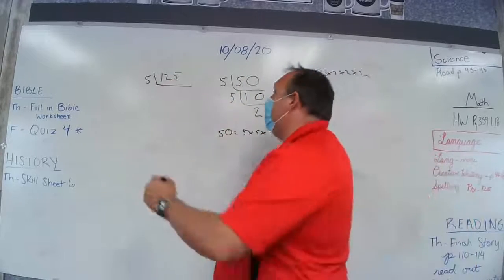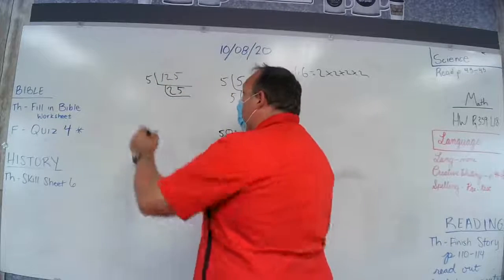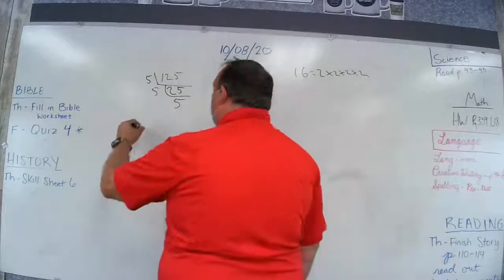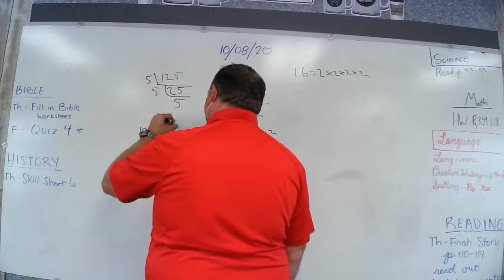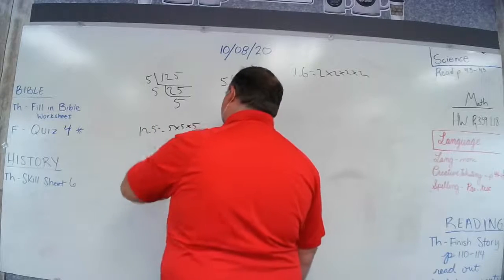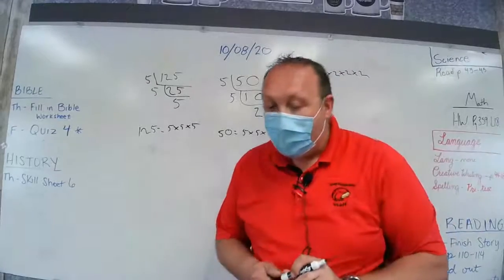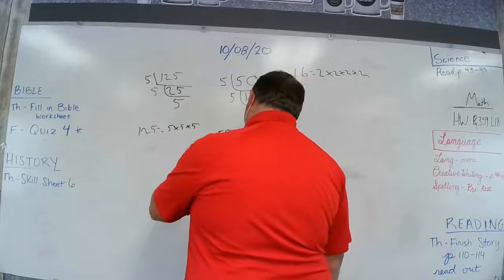125 divided by 5 is going to be 25. And then, of course, I can divide by 5 again. So 125 equals 5 times 5 times 5. Okay? And then, going back to letter B, 38.